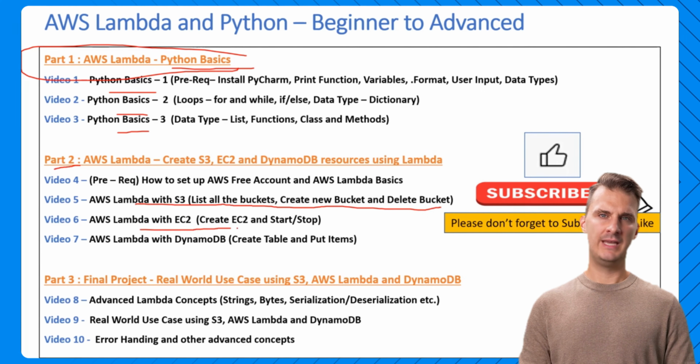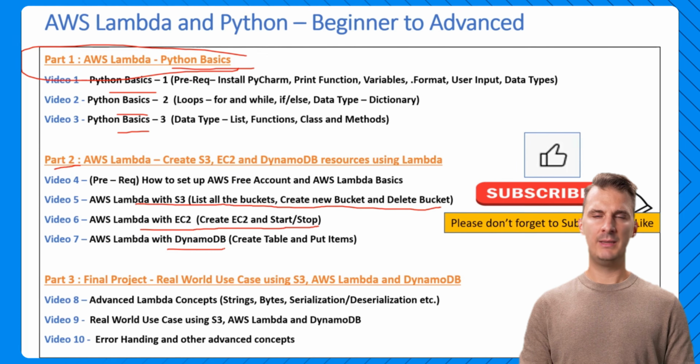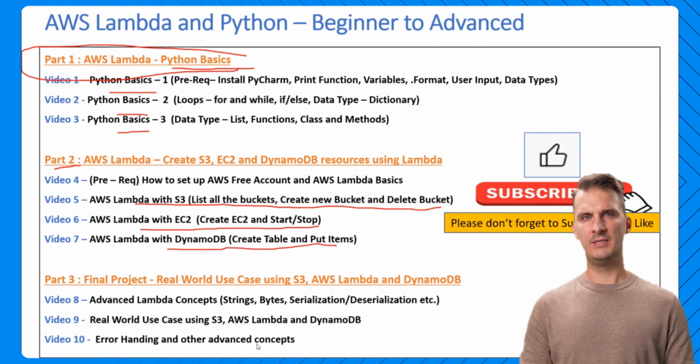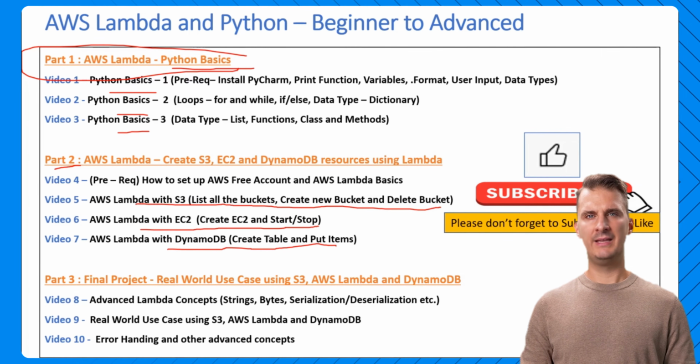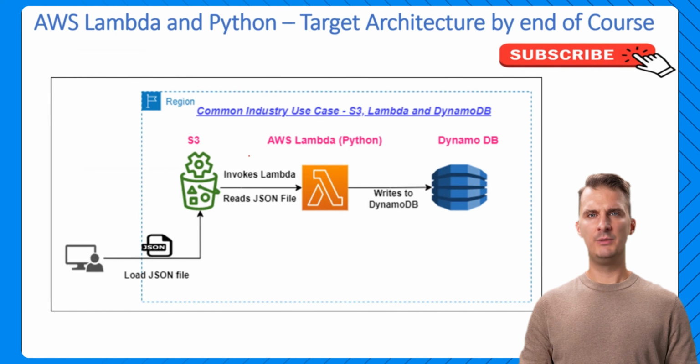Then we're going to create EC2 and start and stop EC2 instances using the Lambda function and Python. Then finally we are going to create a DynamoDB table and then do some put items using the Lambda function. And then finally we are going to bring all this together and create a real world use case using S3, AWS Lambda and DynamoDB. So this is the architecture we are going to create.